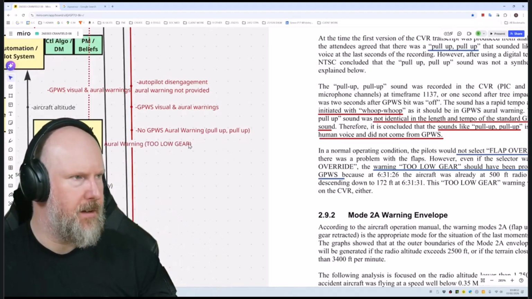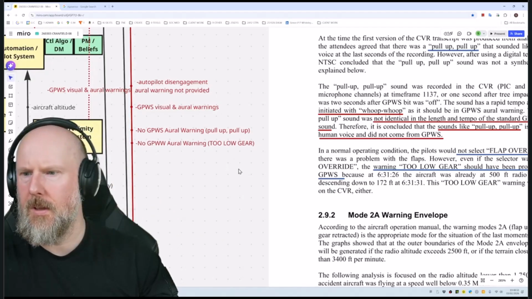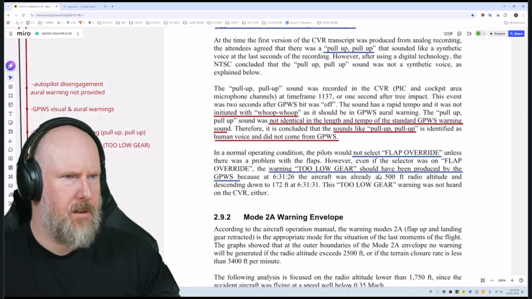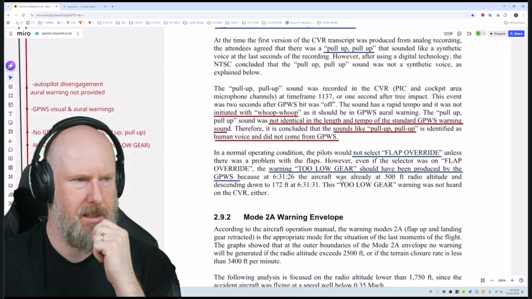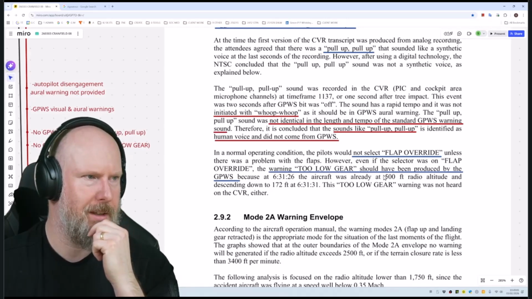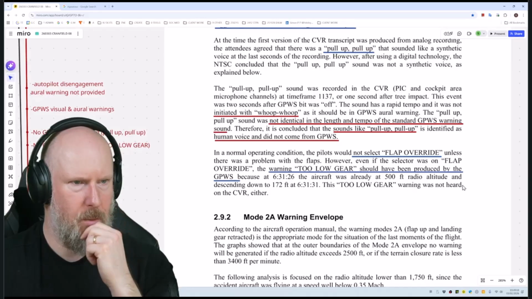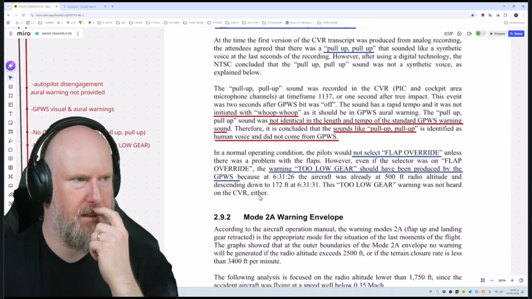Why does it do that? There we go. Let's have a look. It should have been produced by the GPWS because at 6:31:26 the aircraft was already at 500 feet radio altitude and descending down. This low gear warning was not heard on the CVR either.